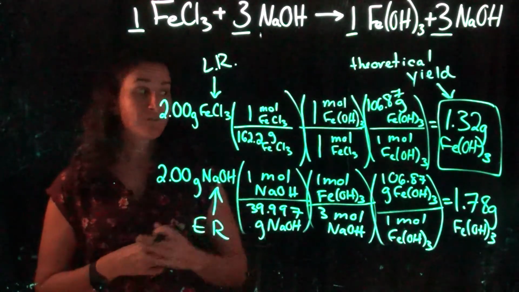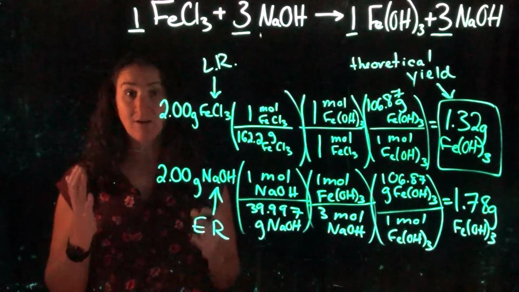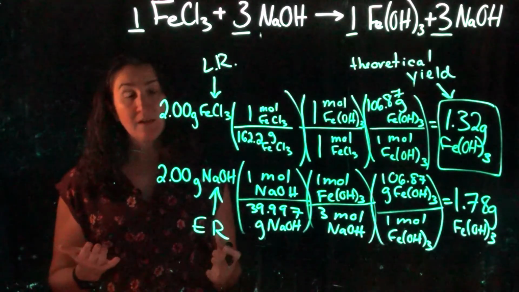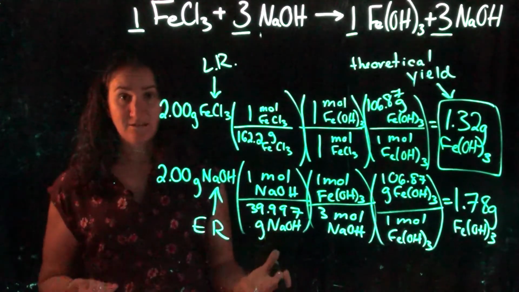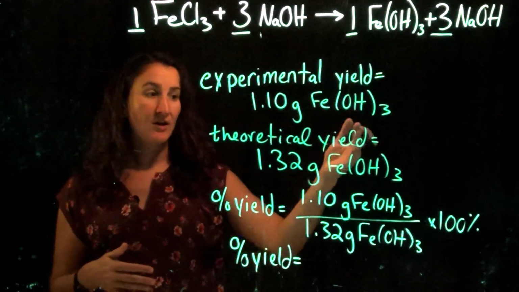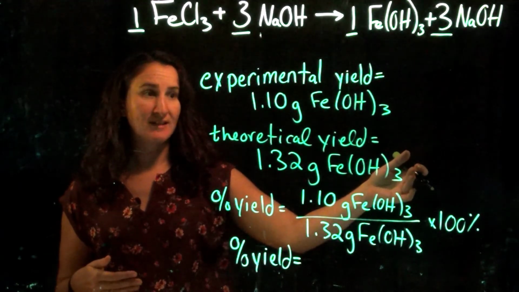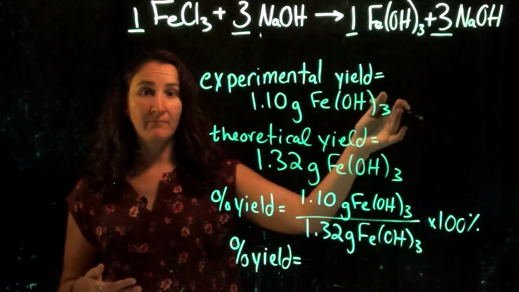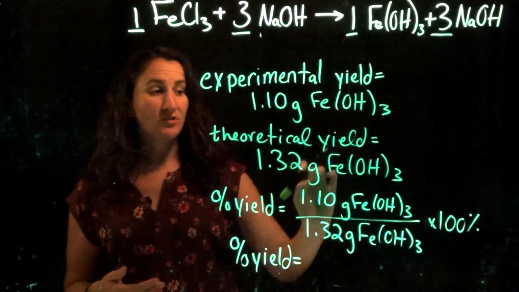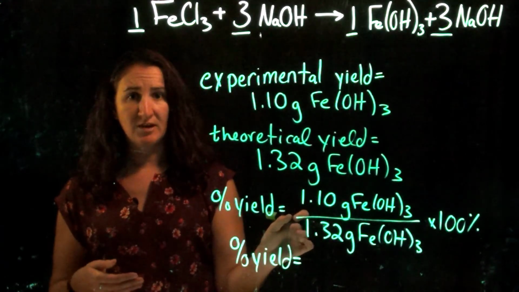So now that we have our theoretical yield, we know our experimental yield, because that's how much we created, our 1.10 grams of our iron 3 hydroxide. Now we can calculate our percent yield. So we just learned that our theoretical yield is 1.32 grams of iron 3 hydroxide, and we're comparing it to our experimental yield, which was given in our problem. Now remember, you got to make sure your units are the same before you put them in this percent yield equation.